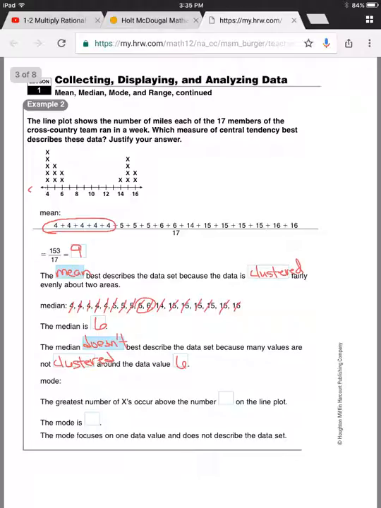The greatest number of x's occurs above the number 4. So the mode is 4. The mode focuses on one data value and not the data set. So that doesn't really work. Okay? And the range doesn't work because that just tells us what the difference is. So, the mean is the best one for that reason.